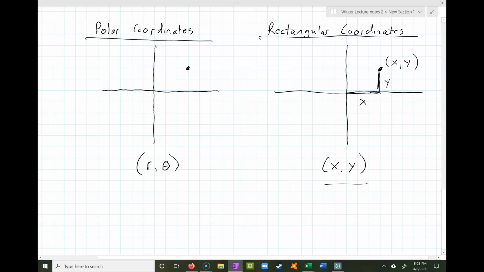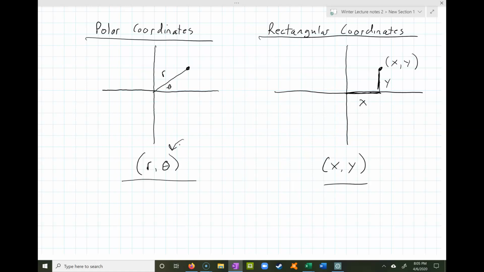Well, in polar coordinates, we also use two numbers, just like we do in rectangular coordinates. But in polar coordinates, instead of using the horizontal distance and the vertical distance to the point, we use the radius, or in other words, the direct distance from the origin, and the angle. So in this picture up here, this distance right here would be your r, and the theta would be that angle right there. So the theta represents the angle that you turn from the positive x-axis, and r represents the distance from the origin.